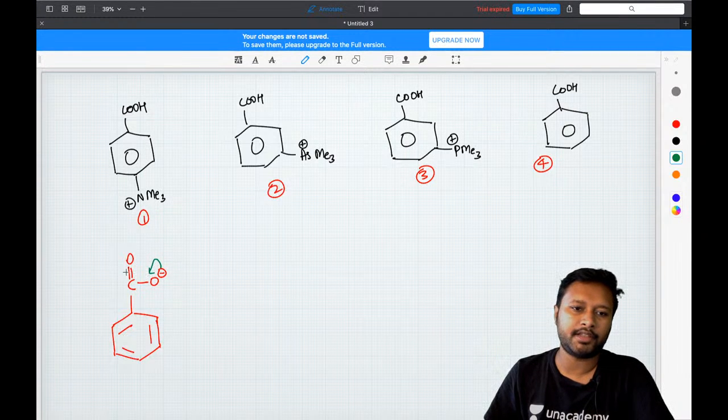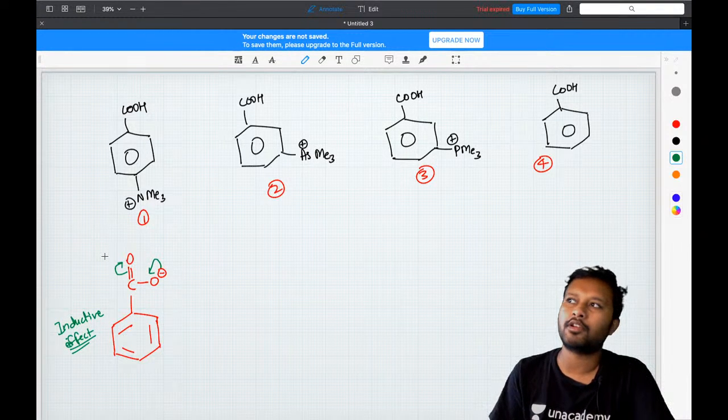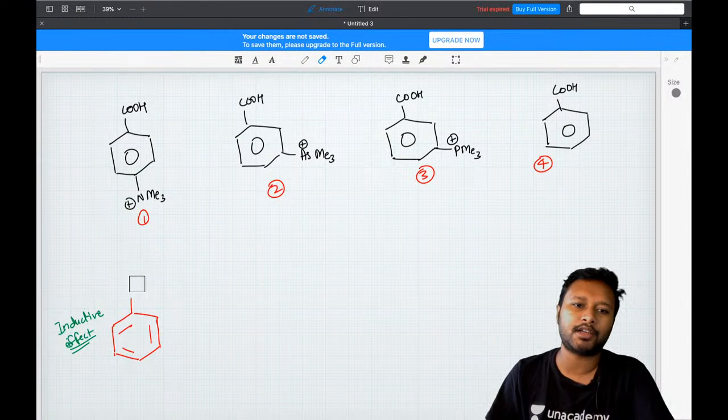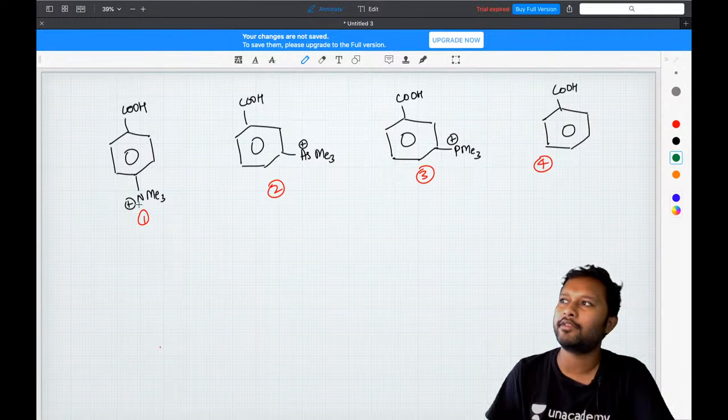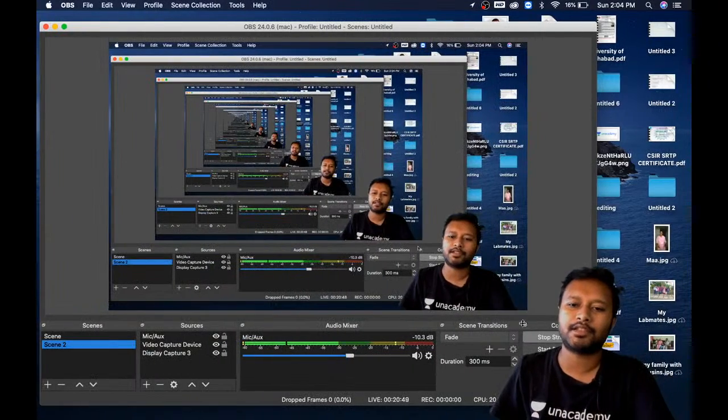Basically in this case the resonance itself stays on the carboxy group, and on the benzene ring it is only the inductive effect. It has more of the inductive effect than the resonance effect. So if you look at the options given here, the effect which is going to counter this is the resonance effect. If you look at these molecules, you have nitrogen.